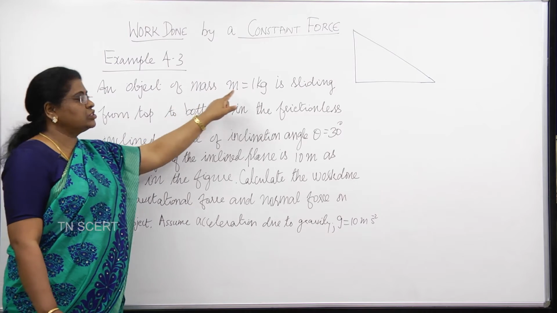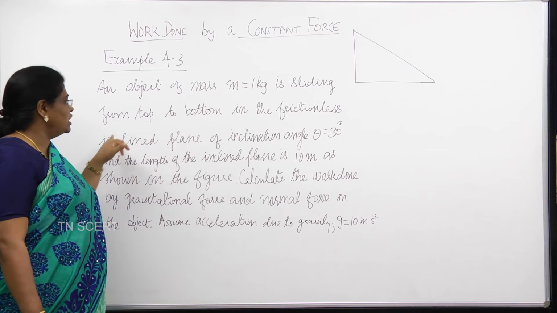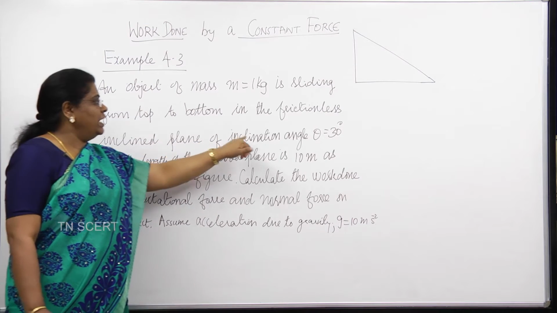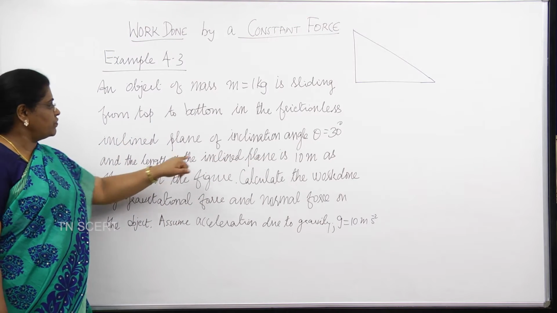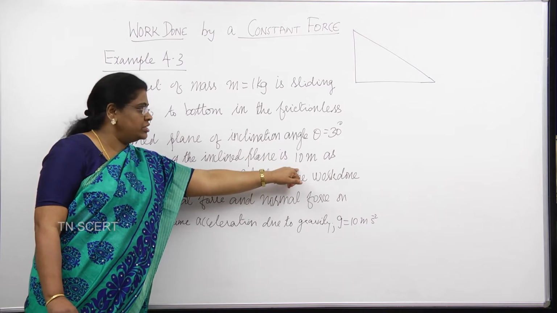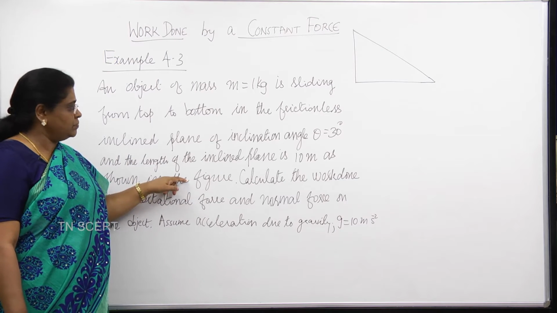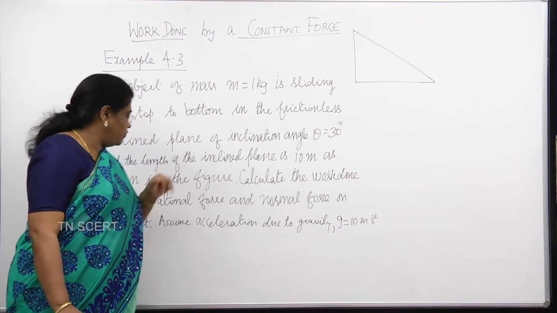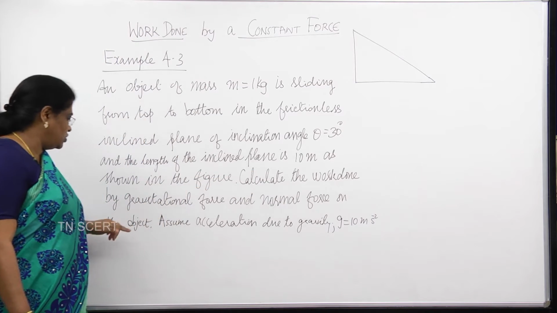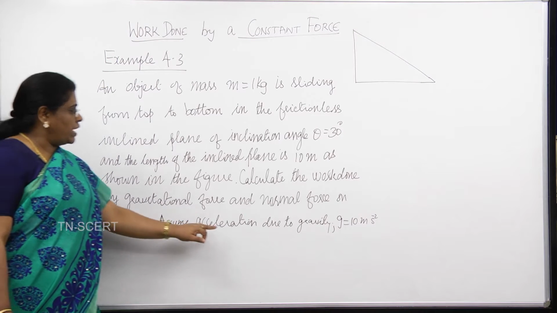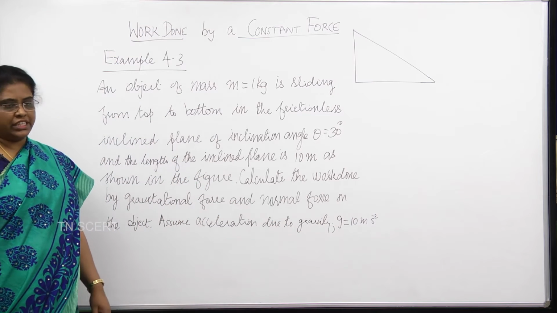An object of mass 1 kg is sliding from top to bottom in a frictionless inclined plane of inclination angle theta equal to 30 degrees, and the length of the inclined plane is 10 meters as shown in the figure. So, let us draw the figure later. Now, what is asked? Calculate the work done by gravitational force and normal force on the object. Assume acceleration due to gravity g to be equal to 10 meters per second square.